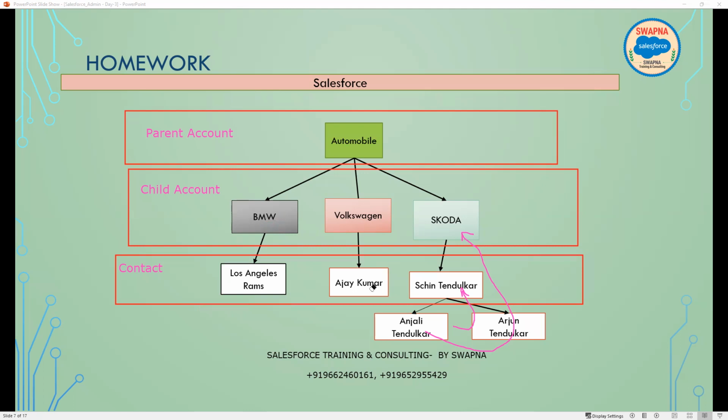And Volkswagen also has an individual person name, which is Ajay Kumar. And within Skoda, we have an individual person, which is Sachin. And within that, we have Anjali and Arjun. That means Anjali and Arjun report to Sachin, and their account is Skoda. Take notes of it.